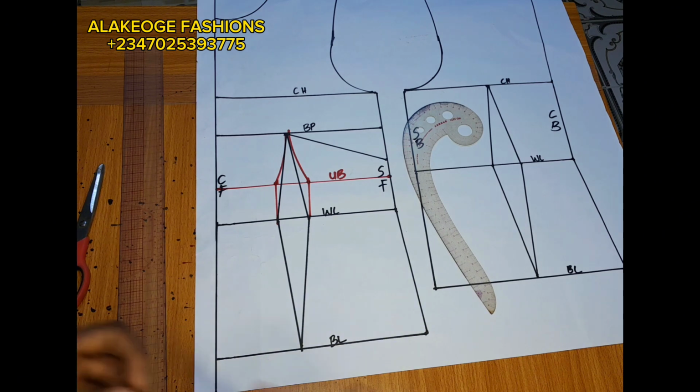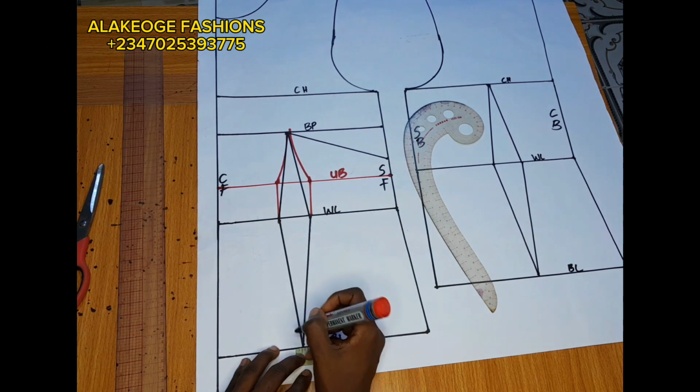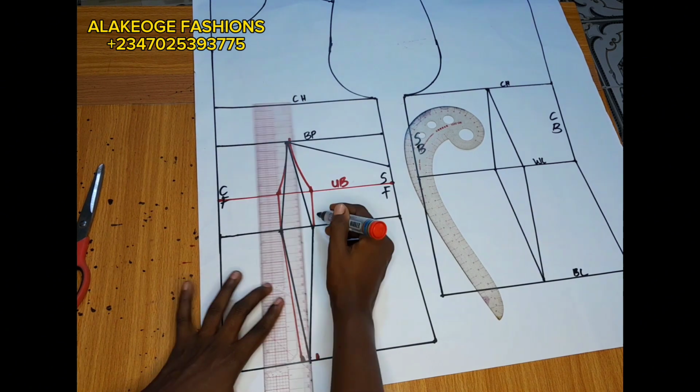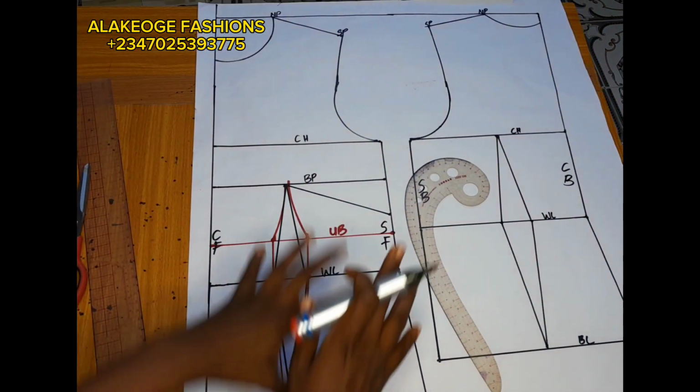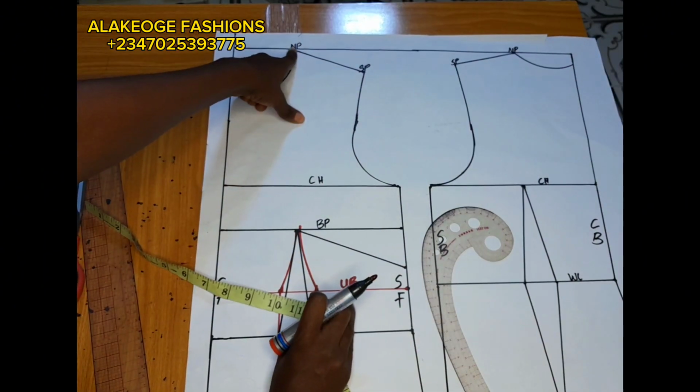So after doing my underbust tightening, I'll go to the waistline, the hem of the blouse, and I'll open the dart there by 0.25. Okay, 0.25 on both sides, and I'll go ahead to rule it down. Doing this is just going to help to snatch the hip area like that at the front.